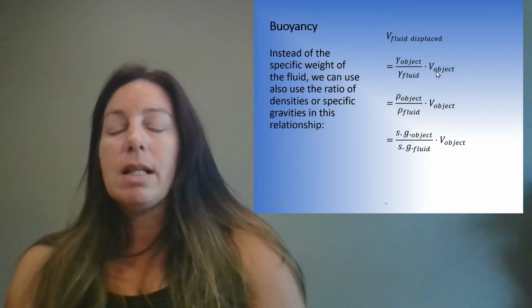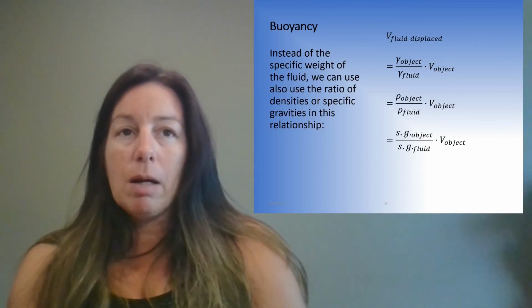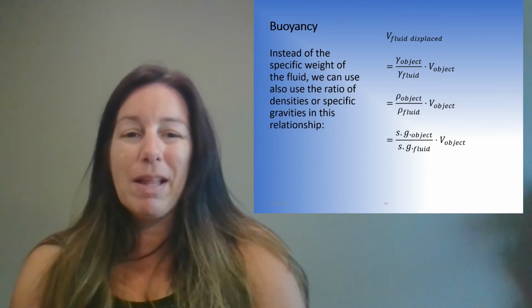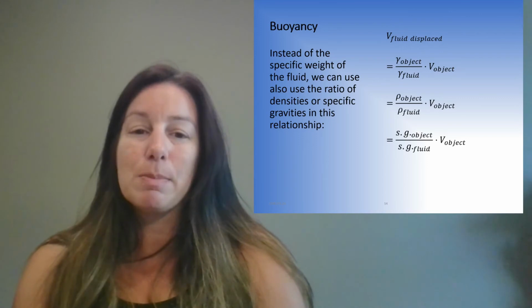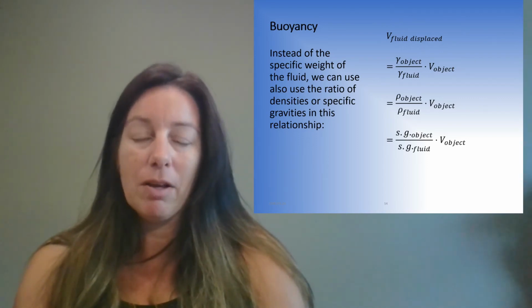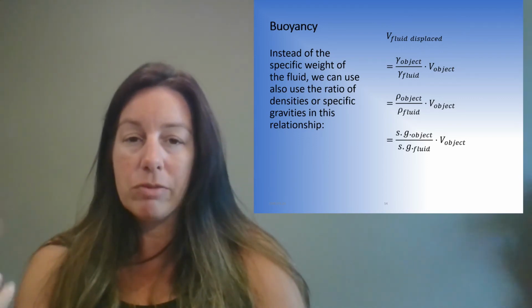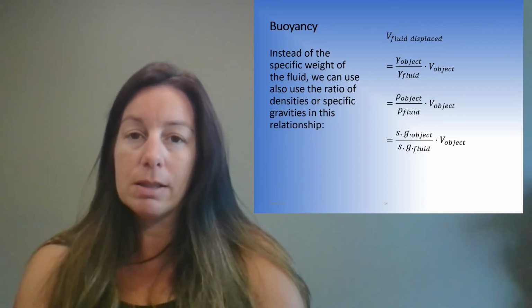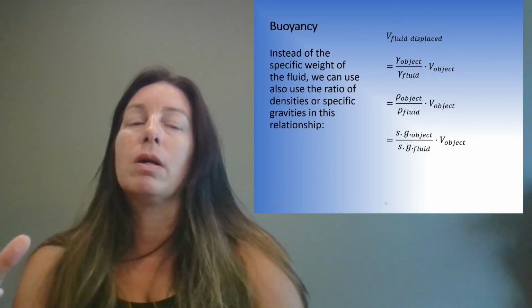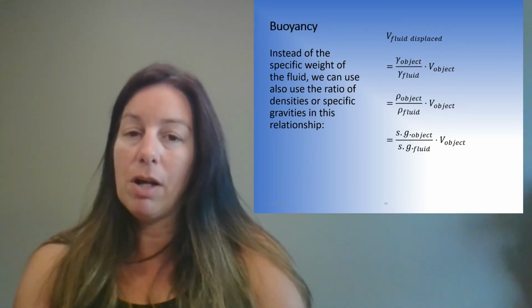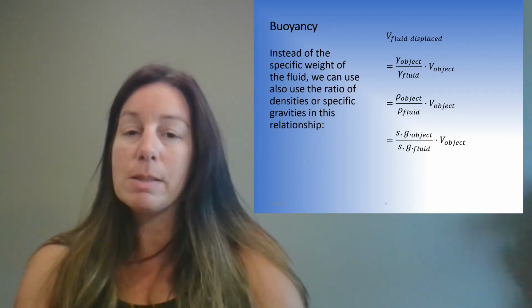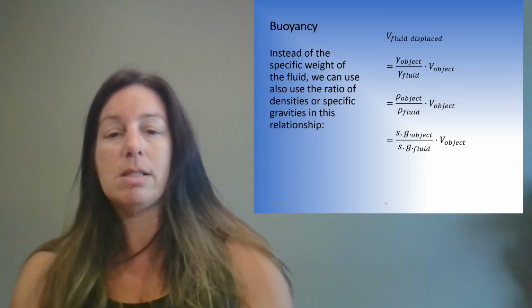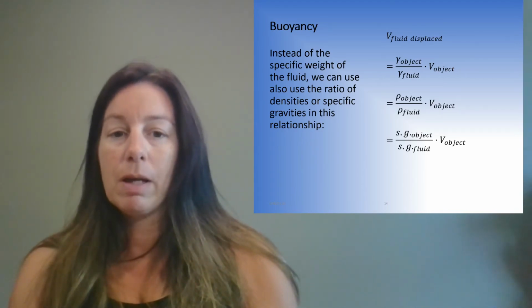So instead of using this specific weight, this gamma that we've been talking about, you can use, and I think I let it slip there before, the density or the specific gravities. It's all going to be the same. You can work it out, and it's just this ratio between either the specific weights of the object and the fluid, or the density, that rho of the object and the fluid, or that specific gravity. Remember that dimensionless value, okay?